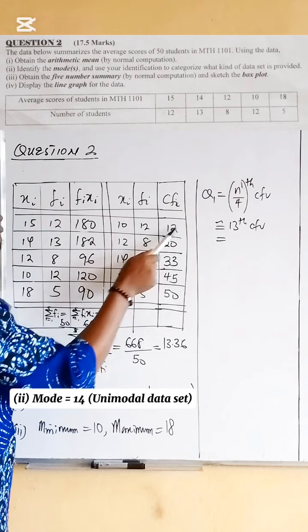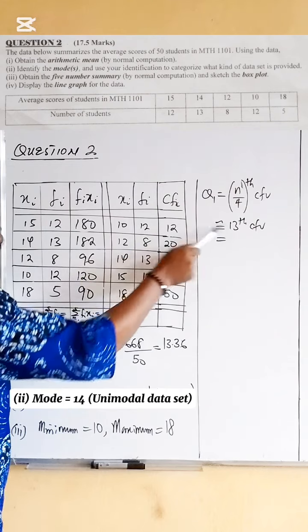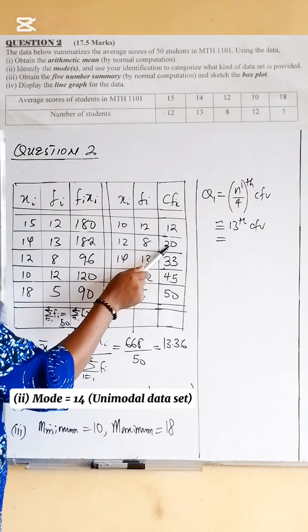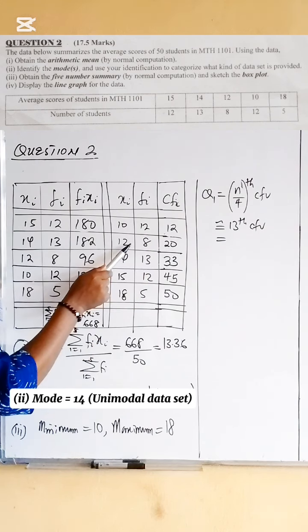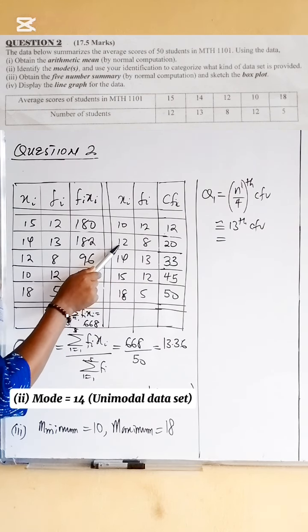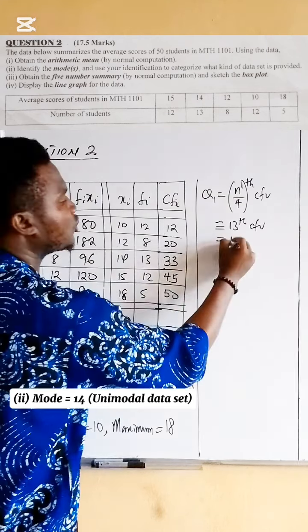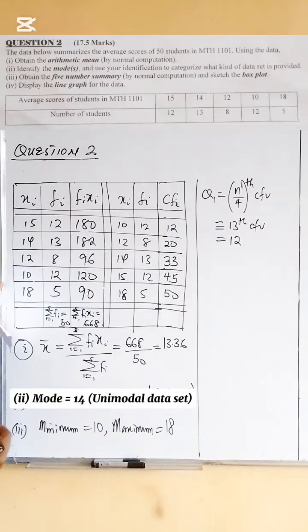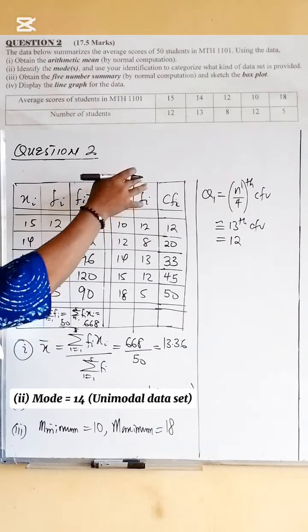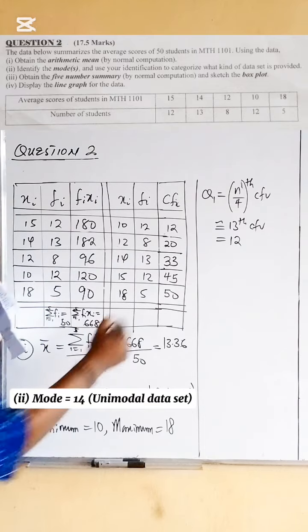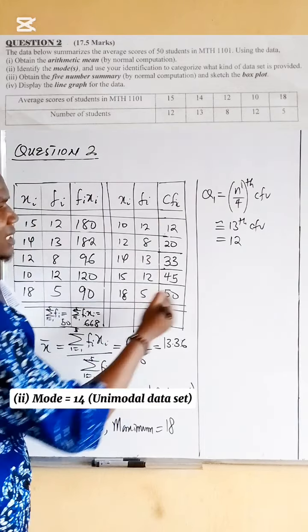Come to the cumulative frequency column. 13 is greater than 12, but not greater than 20. Since it is not greater than 20, trace from 20 down to your xi column. You will notice that the 13th cumulative frequency value is 12, and that means that 12 is your Q1. Now, if you did not arrange this in ascending order, you will get misleading results. So please endeavor to arrange in ascending order.